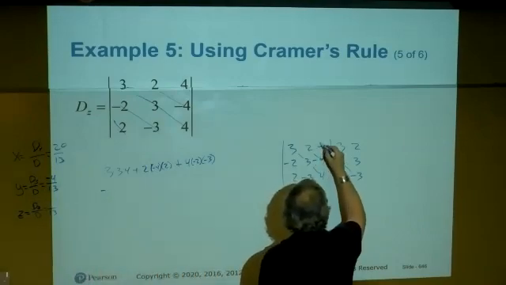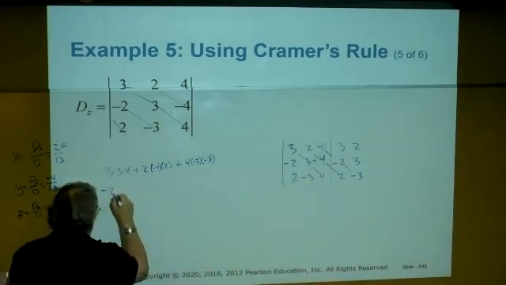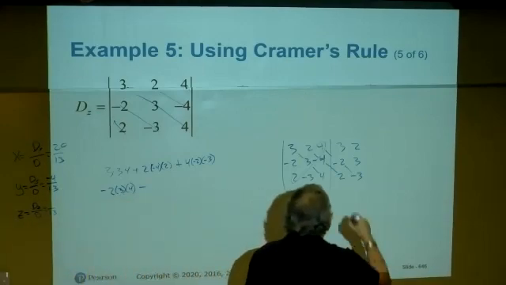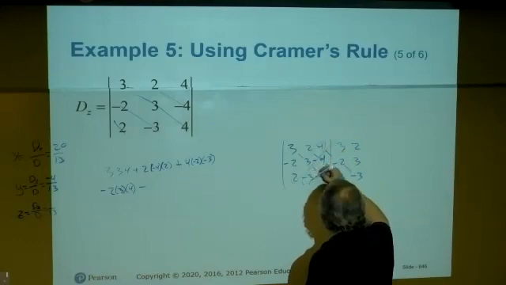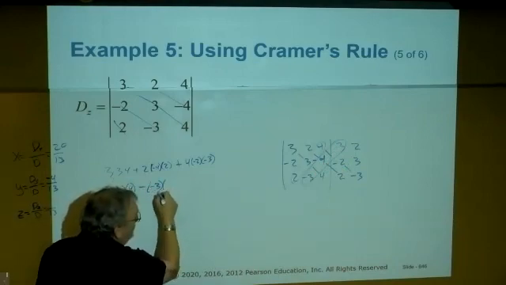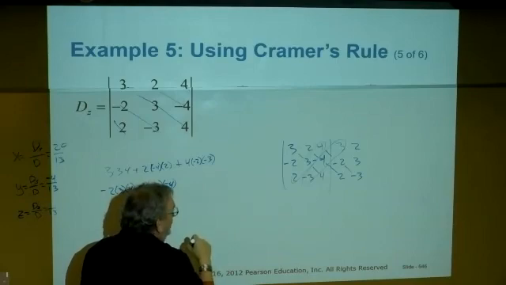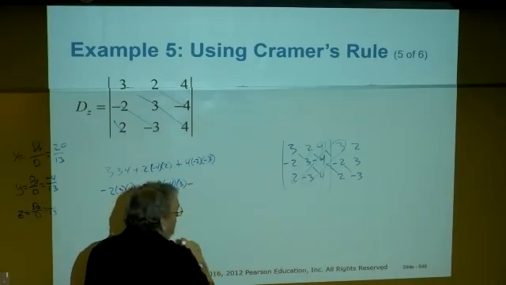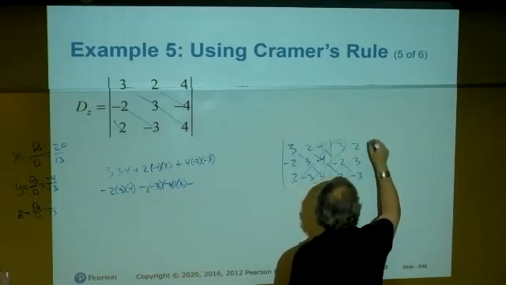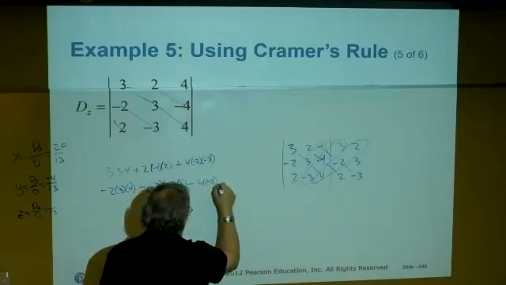So now I have 2 times 3 times 4 minus. And then the next diagonal, -3, so I'm subtracting a -3 times, there's a negative sign with this 4, -4, and then a +3, minus the third diagonal going in that direction. And so that's 4 times -2 times 2.